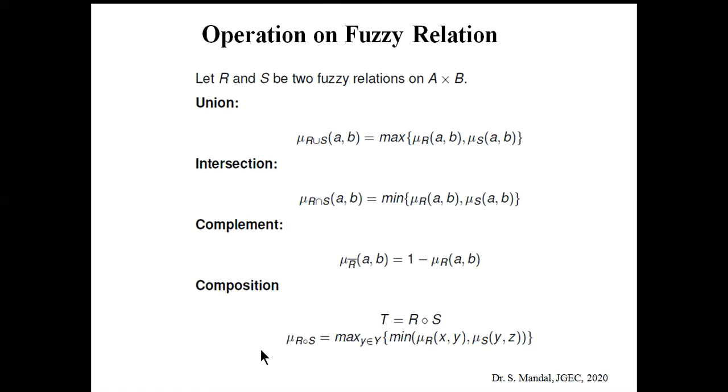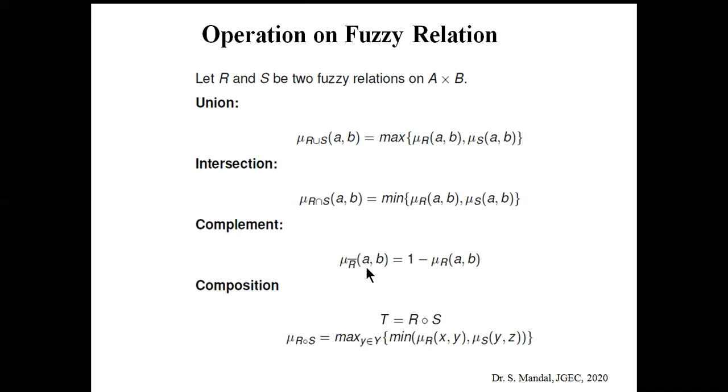Now there are other kinds of operations that can be performed on a fuzzy relation. Similarly to fuzzy sets, for relations there are union, intersection, and complement. So mu R union S of (a, b) is given by the maximum of mu R (a, b) and mu S (a, b). Intersection, mu R intersection S (a, b), means the minimum of mu R (a, b) and mu S (a, b).